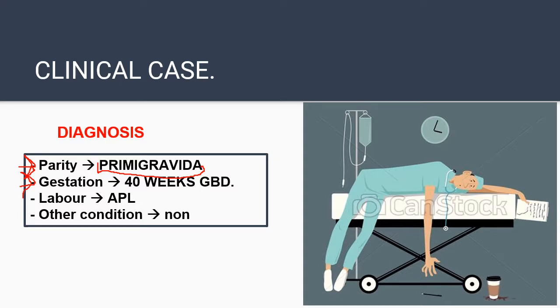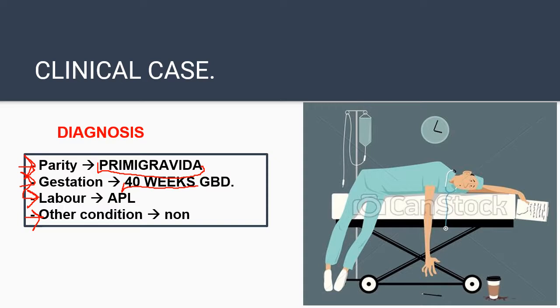So the parity, in this case, the mother is primigravida. The gestation, in this case, the mother is term, and you can put the weeks, for example, 40 weeks, and you can put gestation by date, by scan, or by physical examination. Then, whether the mother is in labor or not, so you have to put active phase of labor, latent phase of labor, or if she is not in labor, you don't have to put anything more. And other conditions the mother may have, for example, seropositive or rhesus negative, or chorioamnionitis, preeclampsia, any other diagnosis that is important, you have to put after the labor.